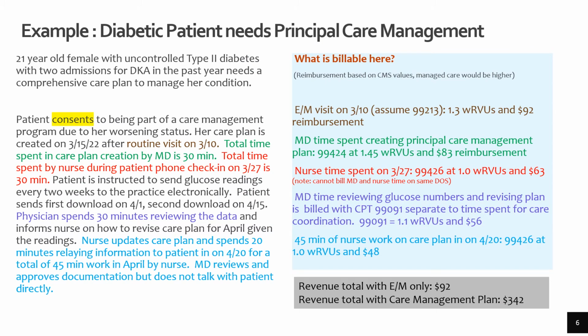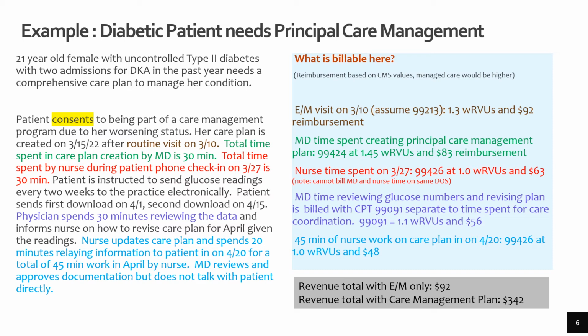This slide has a lot of detail, but we're going to go through it piece by piece. This is an example of a patient that needs principal care management. The same concepts would apply for chronic care management and complex chronic care management. This patient is a 21-year-old female with uncontrolled type 2 diabetes with 2 admissions for DKA in the past year that needs a comprehensive care plan to manage her condition. So the patient consents to being part of a care management program due to her worsening status. The word consents is highlighted. We're going to talk about that in a little bit.